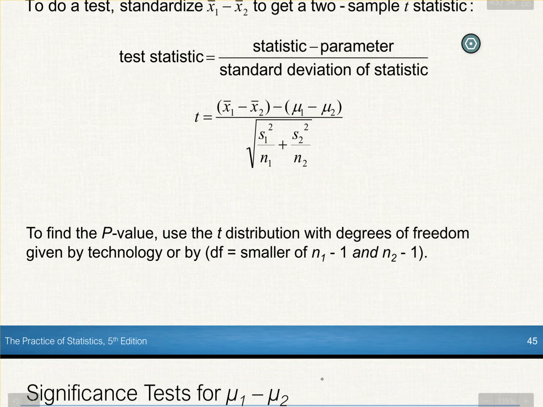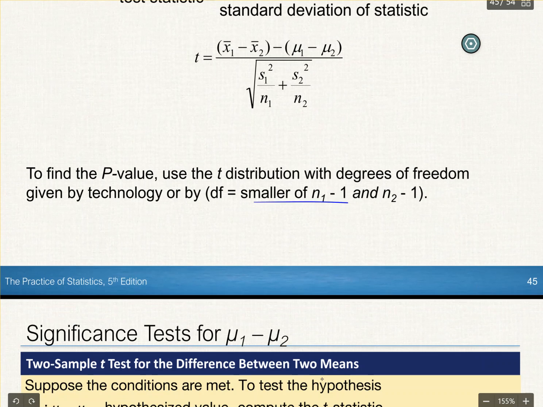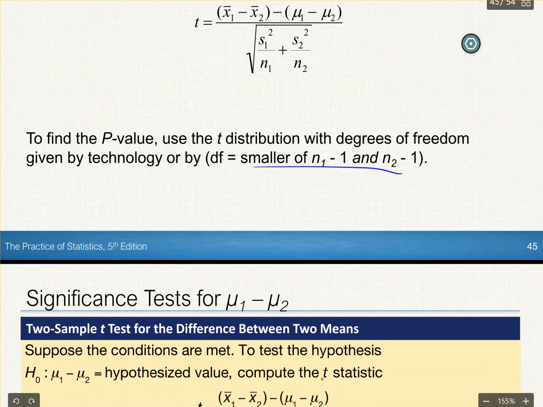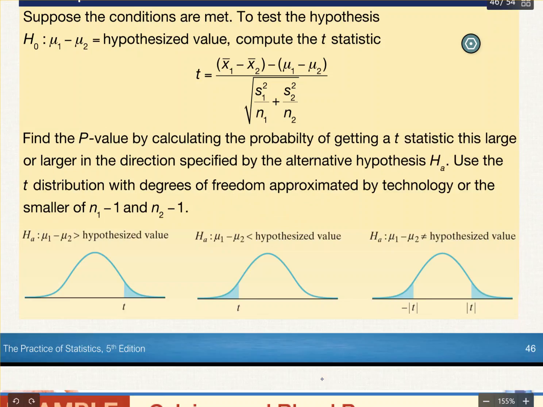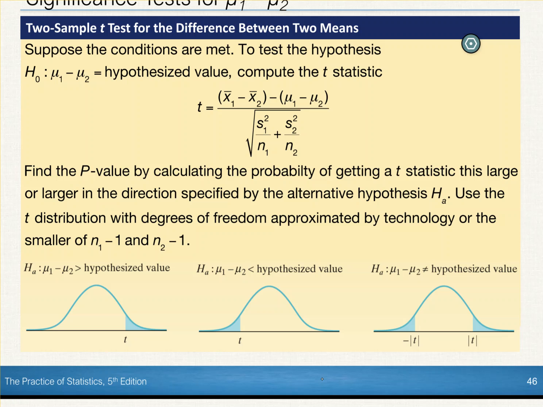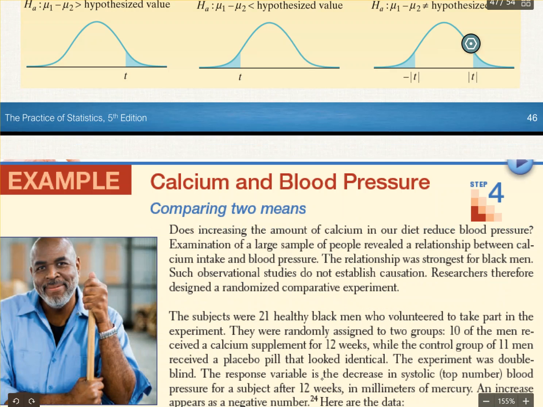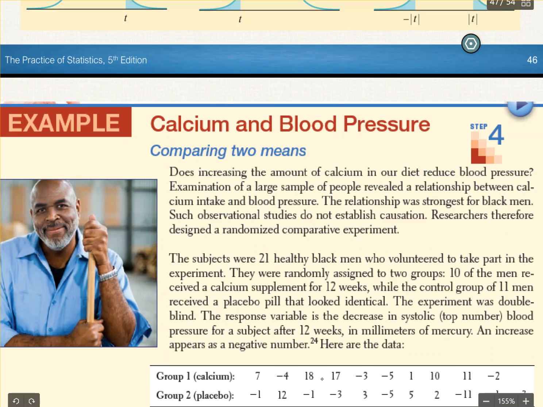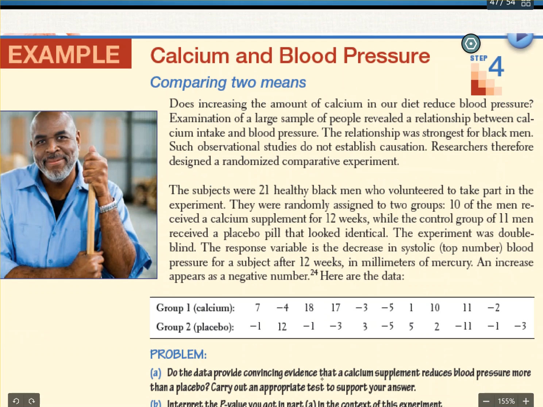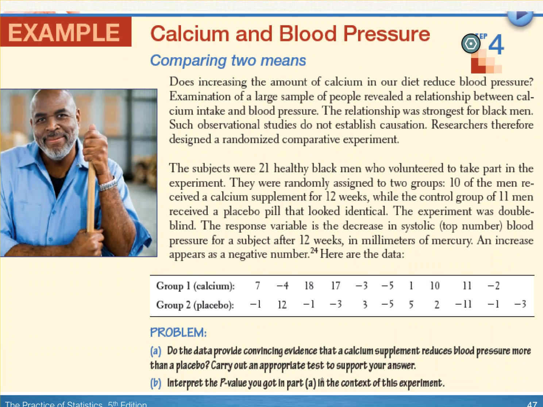So again, we're going to use the same degrees of freedom, the smaller of n1 minus 1 and n2 minus 1. Or using our calculator, it'll give something different. Again, all these are the same idea, it's just different formulas. So let's actually do it in practice, to make sure it makes sense.